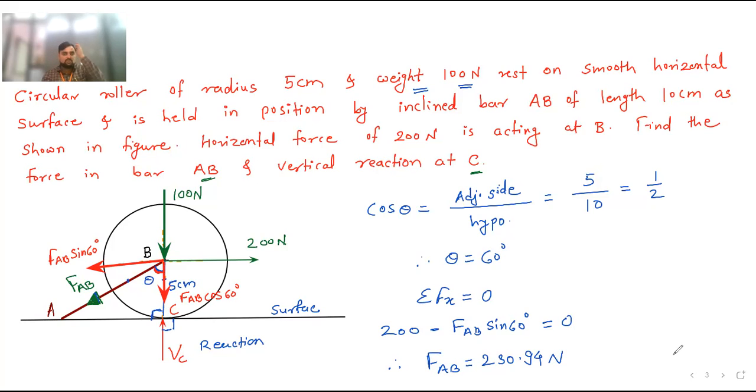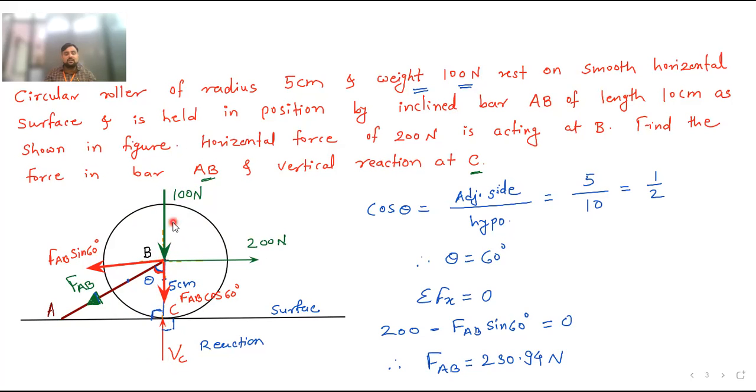So that point you should note down. Here I will tell you one more time. This is very important. This is the ground level or the surface. Now this roller is resting on this surface. So this roller is having some weight, and this weight is acting vertically downwards.